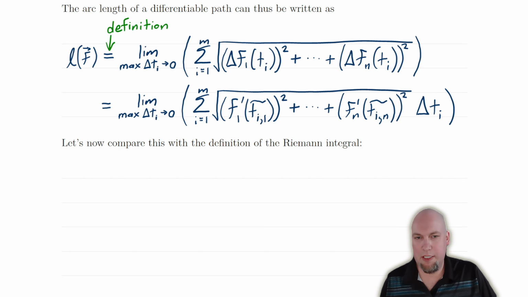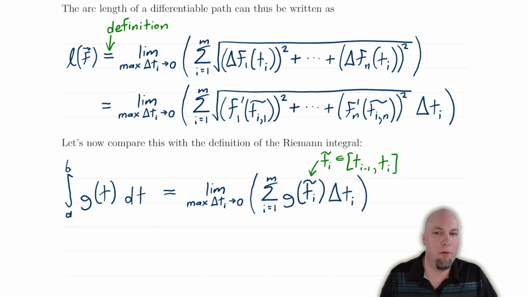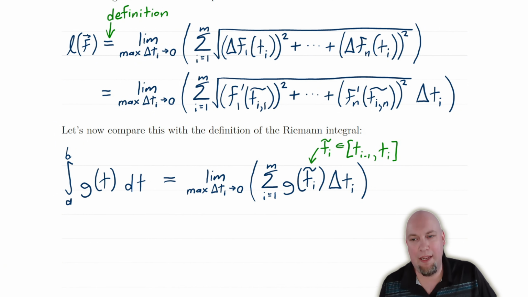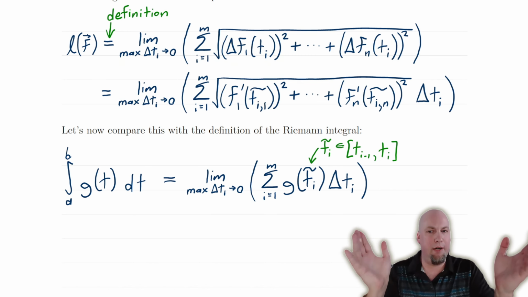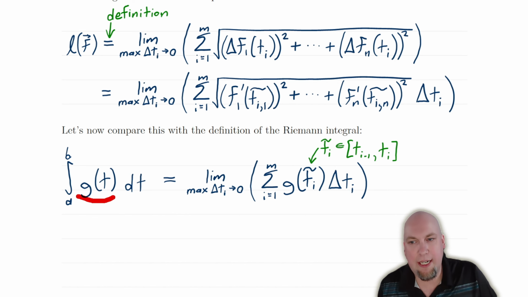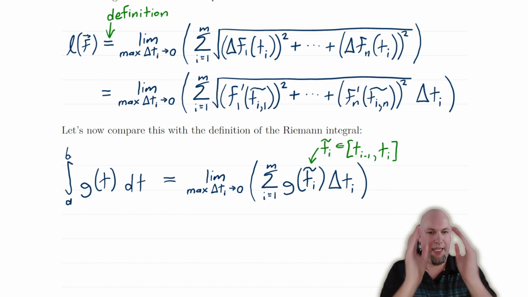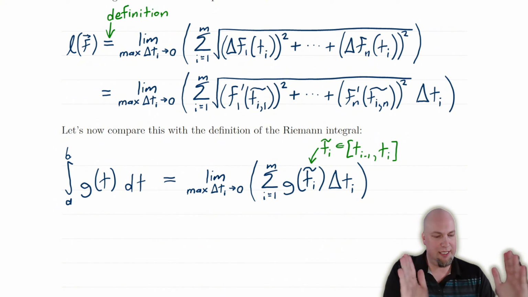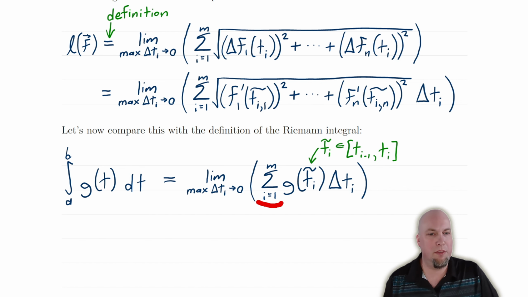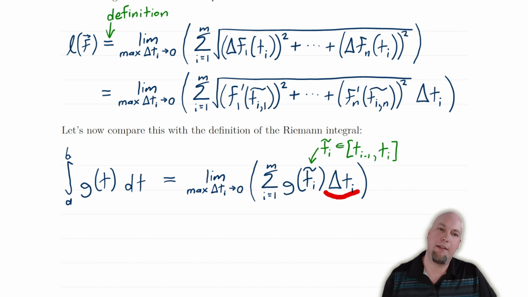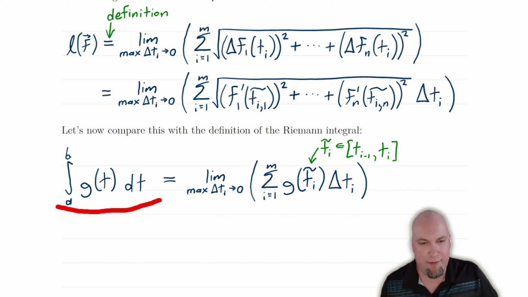But what I want to do now is look at this formula and compare it to the general form of a Riemann integral. Remember, how is a Riemann integral defined? If I want to integrate some function g of t from a to b, in other words, compute the area under the graph of this function g from t equals a to t equals b, then it's the limit as delta ti goes to 0. These subinterval widths are going to 0, and then you add up on each of those subintervals the height of the rectangle times the width of the rectangle. By definition, this is what a Riemann sum is. This is one way of defining the definite integral.